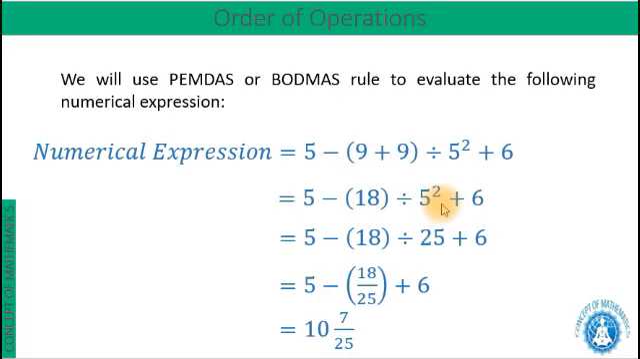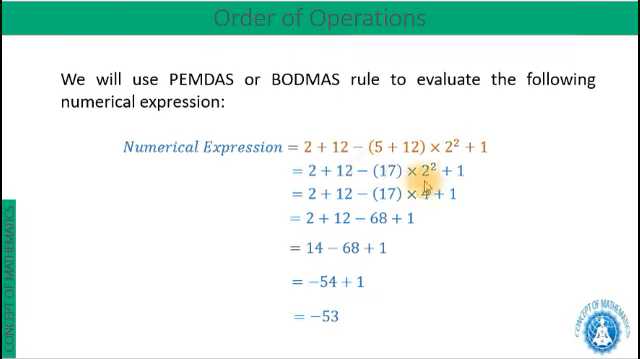Here the exponent part is this one, then we will calculate it, which turns out to be 25. Again we will look for a division or multiplication sign. Here division is given, so we will divide it first. It turns out to be 18/25. Now the remaining part can be easily done from left to right, and we get 10 7/25. Now we will head on to our next numerical expression.